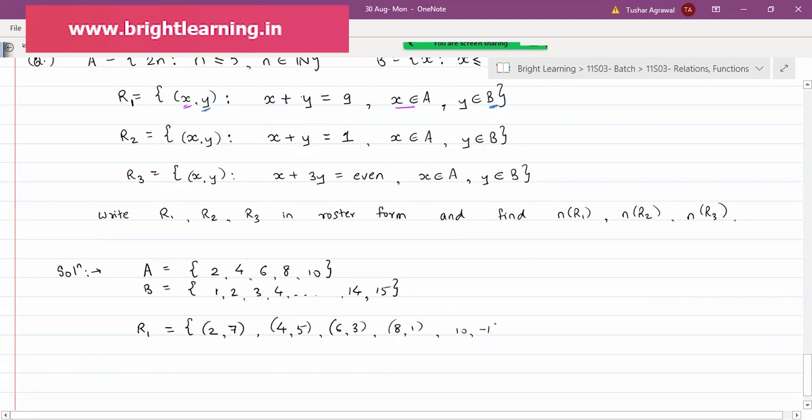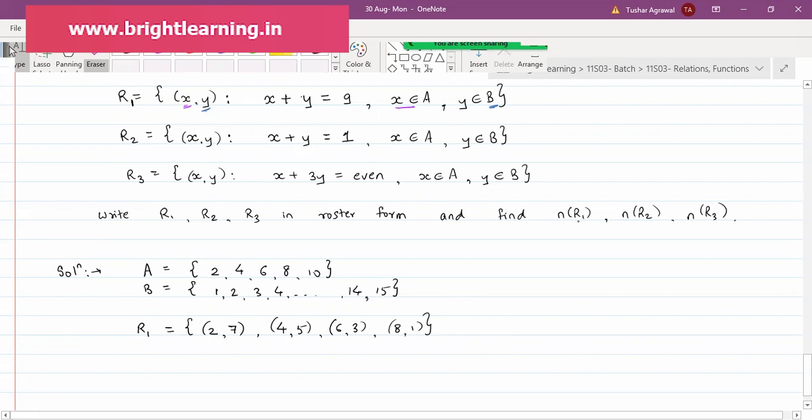Then the condition will be violated, because for minus 1, the second element Y, he has given us the condition that Y should be from the second set. Here minus 1 is not an element in the second set. Second set mein minus 1 is not present. So I cannot write this element. So this will be my set R1.